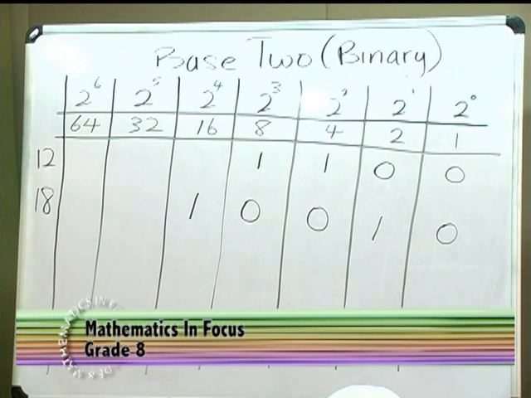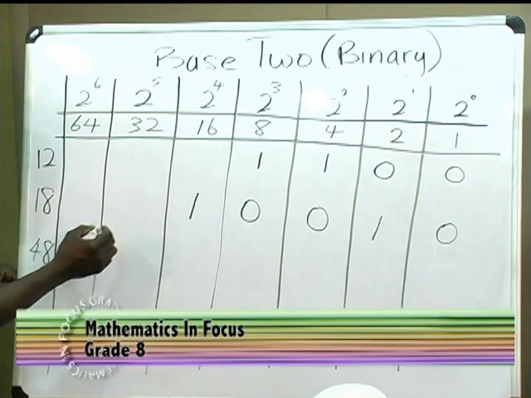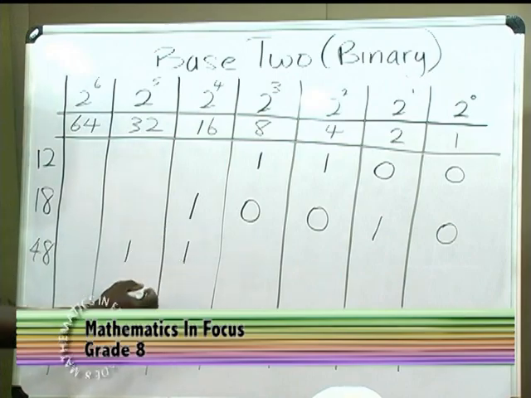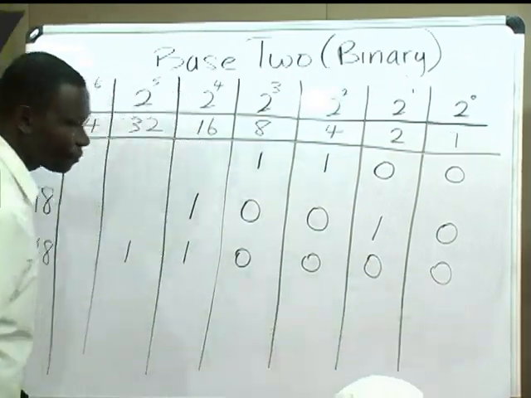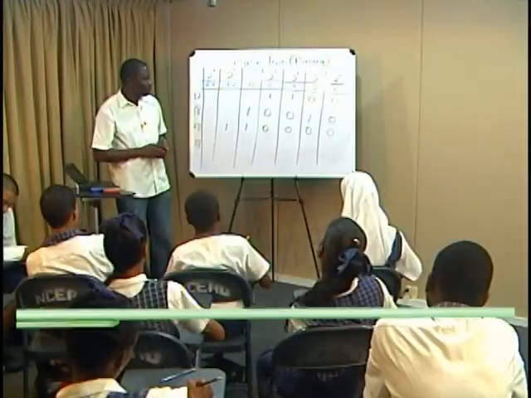48 can be written as 32 and 16. So we have a 32, and we have a 16. 32 and 16 will give us 48. Good. Any question from anyone on how we do this? So you tell me now, 88.